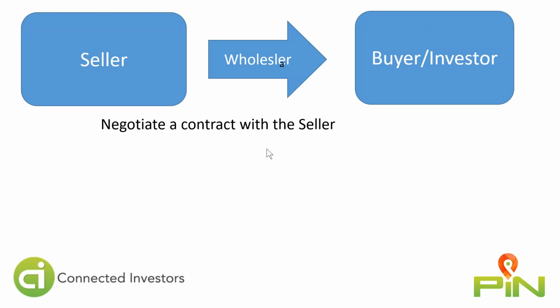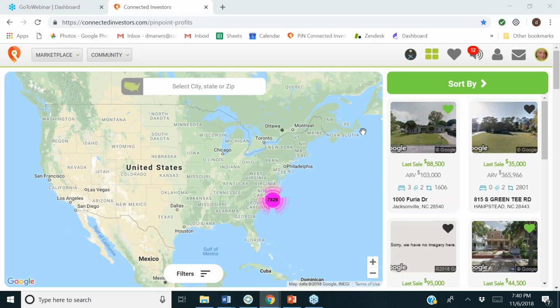So for instance, using the PIN product, right? You've got the PIN product. You're reaching out to those sellers. Let's jump over there and look at that. With that PIN product, what you're going to do is negotiate with those sellers. Let's just jump over and look at PIN.